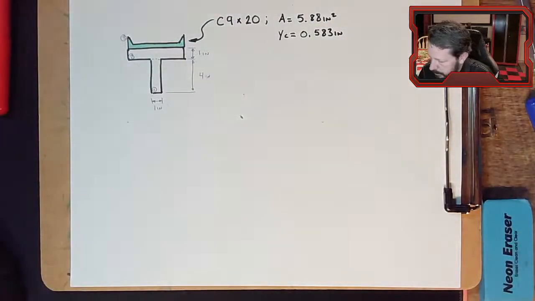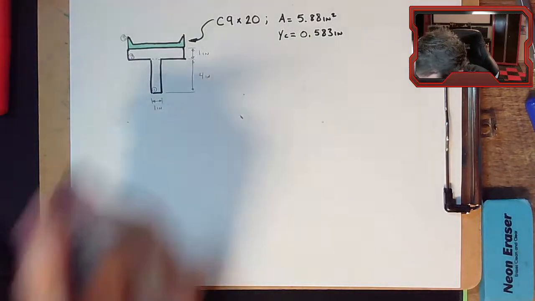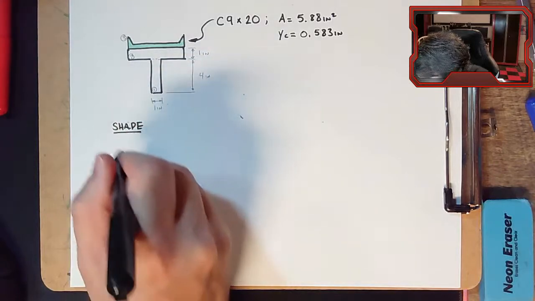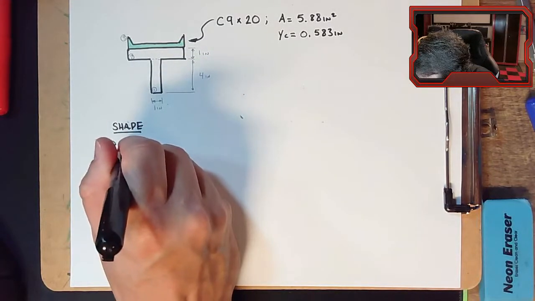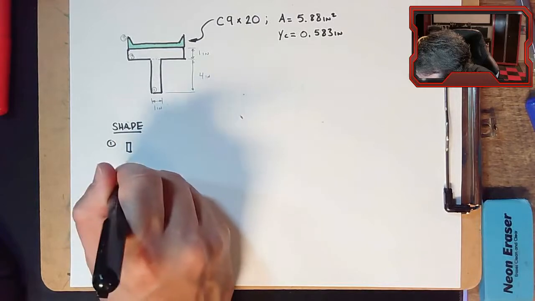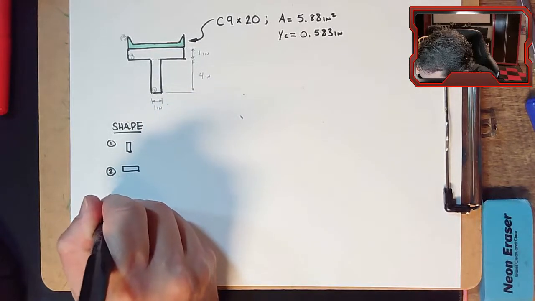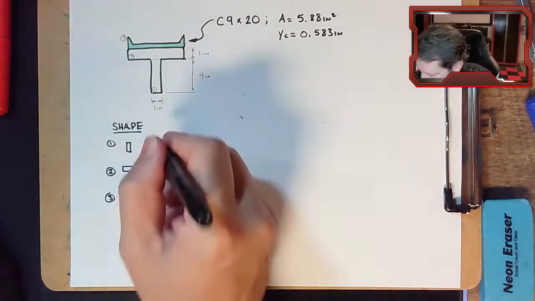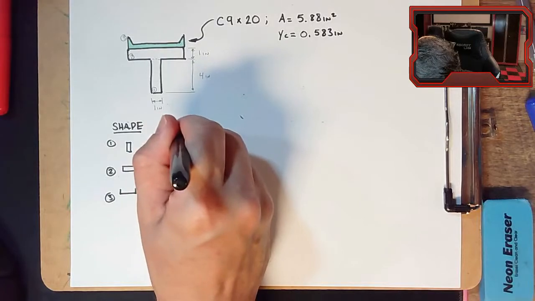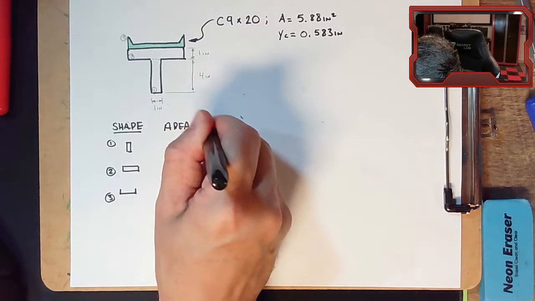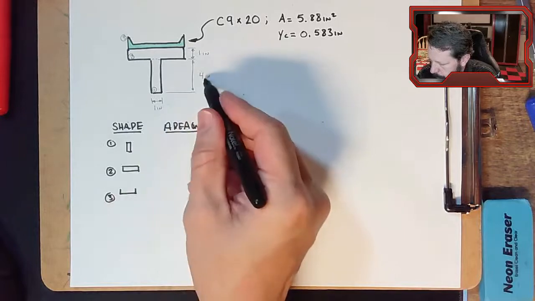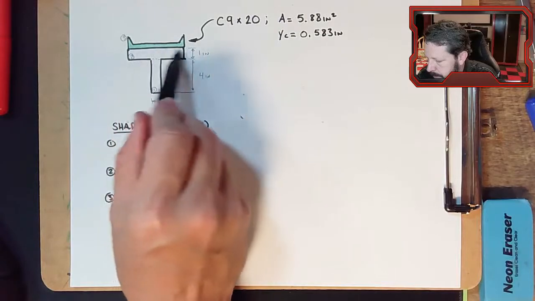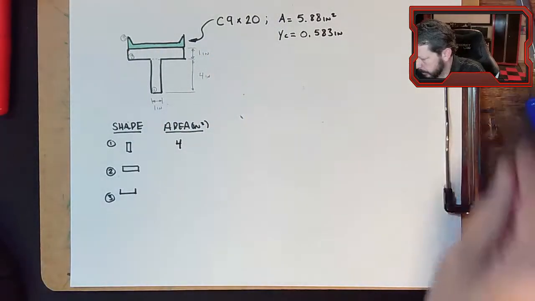All right, and then we already have the dimensions for the channel on top. So we have 3 shapes. We have part 1, the stem, part 2, the flange, part 3, the channel. They each have an area. The area of part 1 is 4 times 1 is 4. Part 2 is 1 times, oh, I didn't dimension this length, but this is a good time to talk about this name.